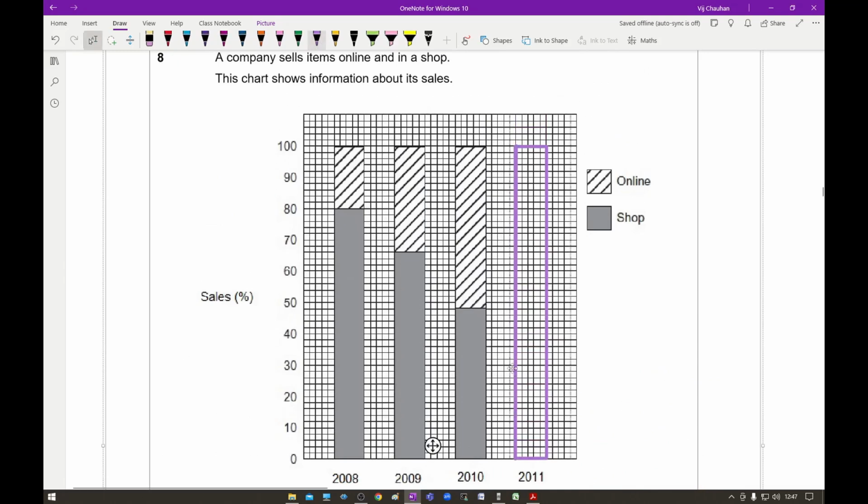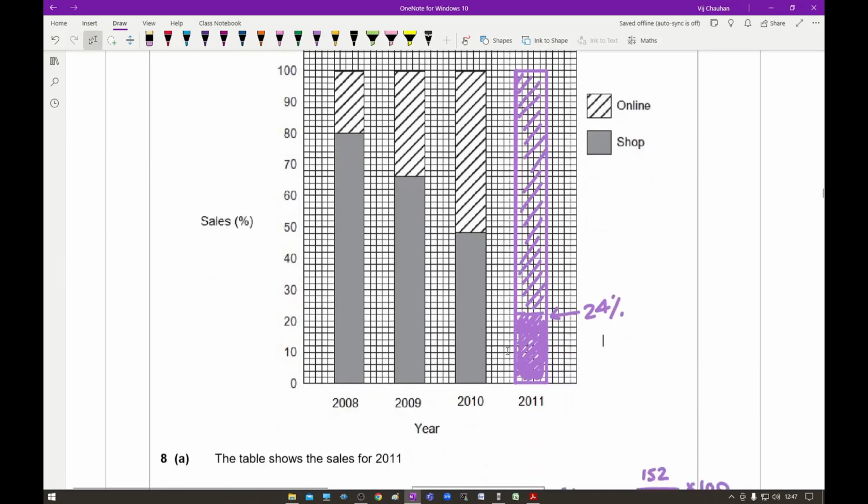So what I need to do is find 24%. So each little box is roughly around 2%, because it's going up in 5. So there's 20%. So I want 2 squares above, which is about there. And then all I then need to do is just shade in this box. Again, the shading is not imperative, as long as you can see that line. And the online sales is going to be 76%. So this marker here should be 24%. If I'm slightly off, please excuse me, it's a bit difficult on the computer.